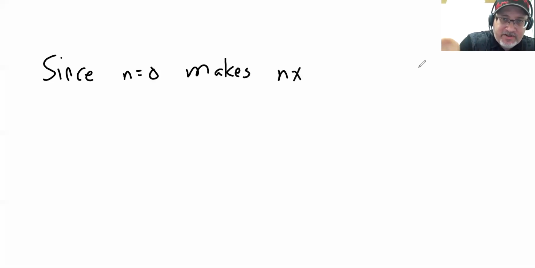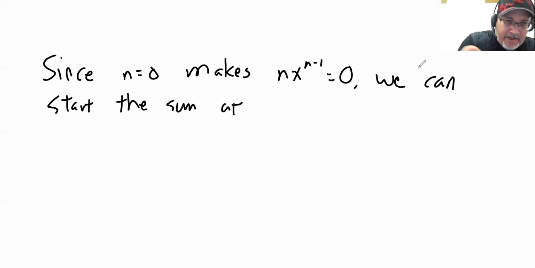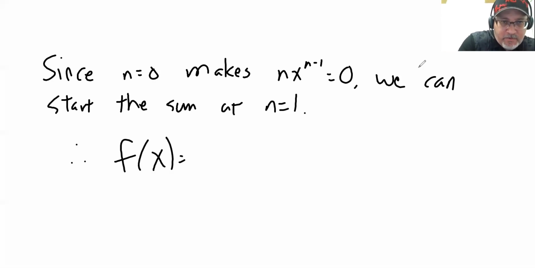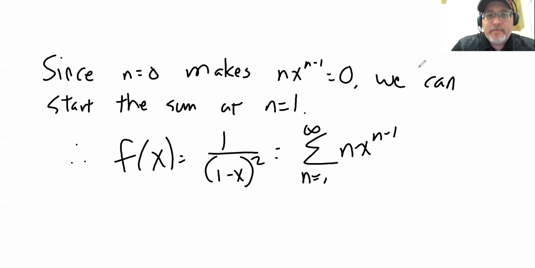So as a consequence of that, since n equals 0 makes n x to the n minus 1 equal to 0, we can start the sum at n equals 1. Therefore, the quantity (1 minus x) squared in the denominator, 1 over (1 minus x) squared, is equal to the sum n equals 1 to infinity of n x to the n minus 1. Is it necessary to get rid of that extra term? Not really, but just know that you can.